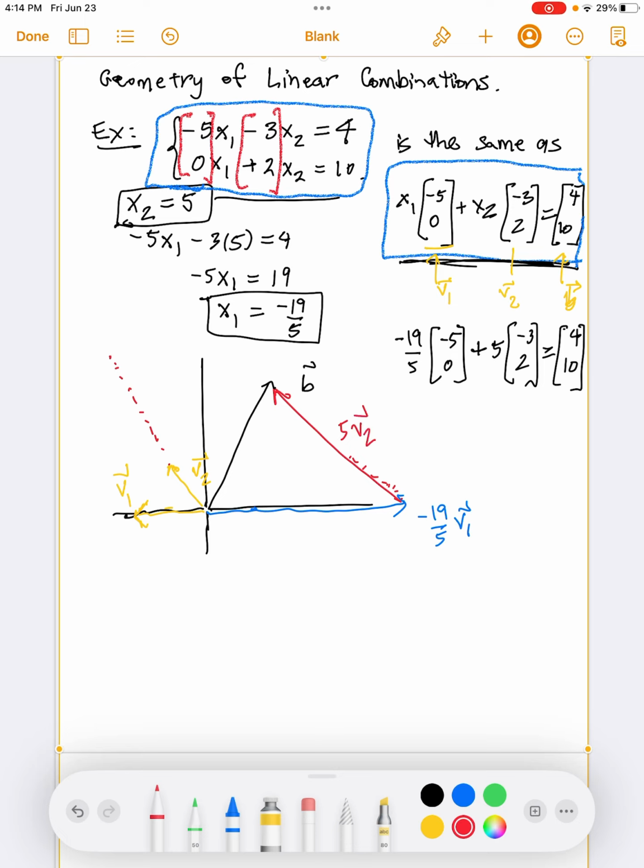And you see, if I add negative 19/5 v1 plus 5 v2, I'm going to get b. So that's how to interpret this equation in terms of the picture.